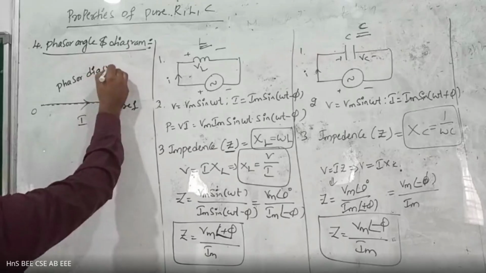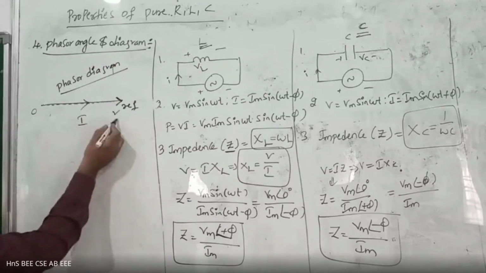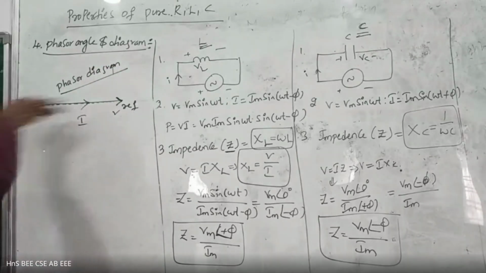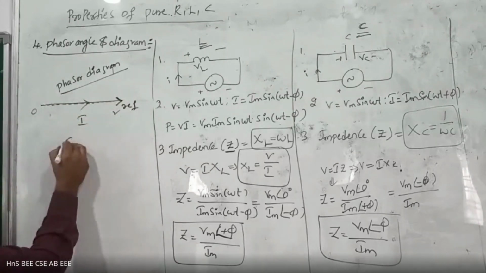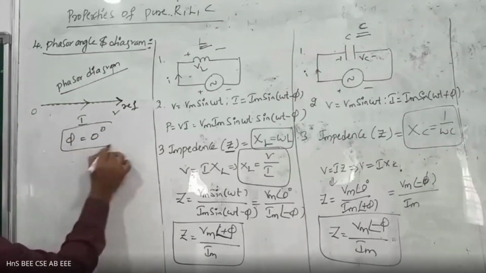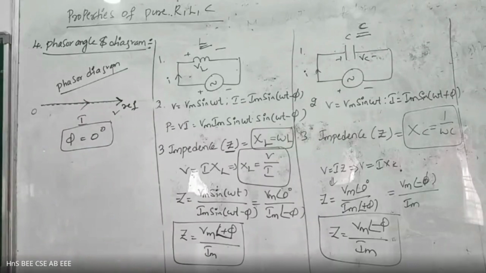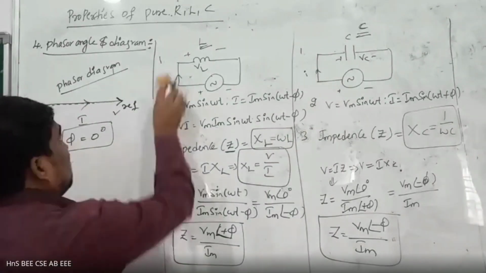Now coming to phasor angle. What is the angle between voltage and current? Both are in phase. In phase means both are on the same line, so simply the angle is 0 degrees. The angle is 0 degrees in our fourth point. Okay. Coming to pure inductor.